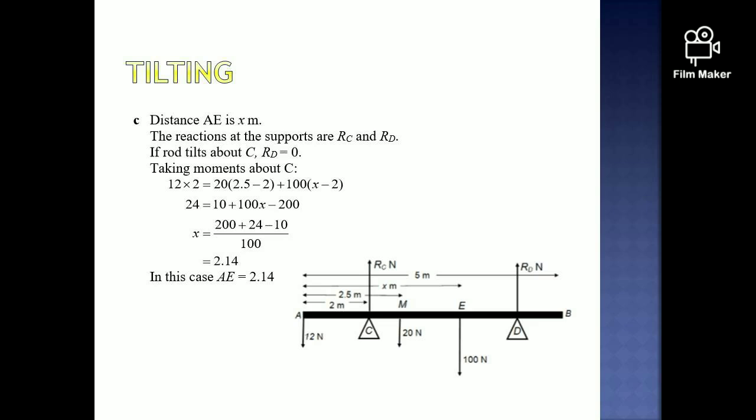So in that case, if you keep the mass of 100 newtons at a distance of 2.14 from A, you can bring this object back into equilibrium. That is how you need to do this question.